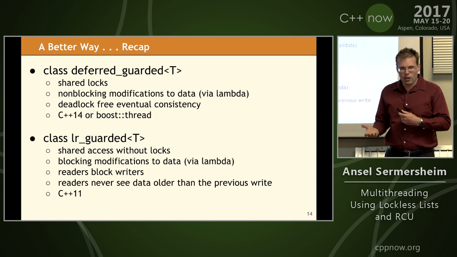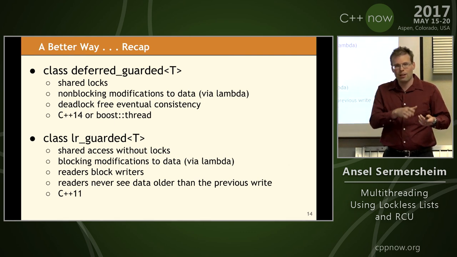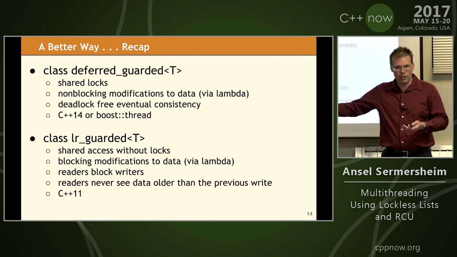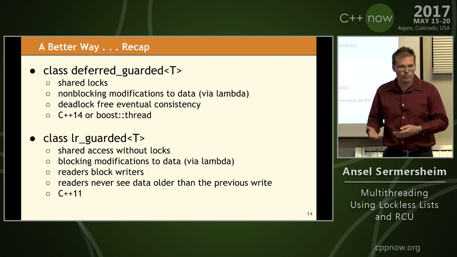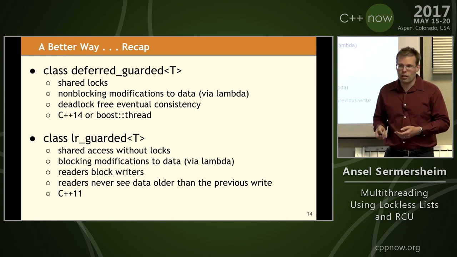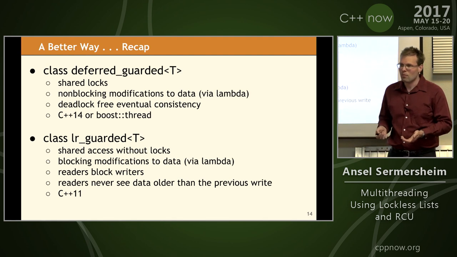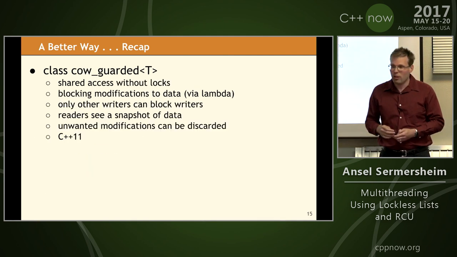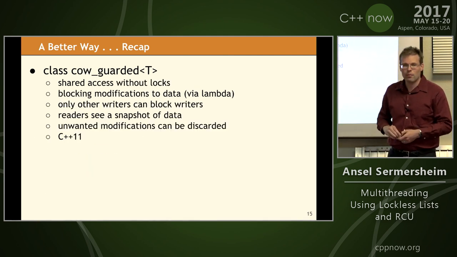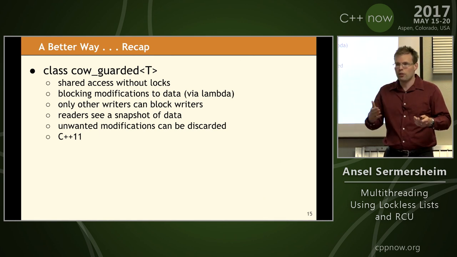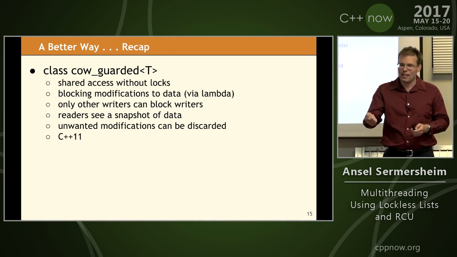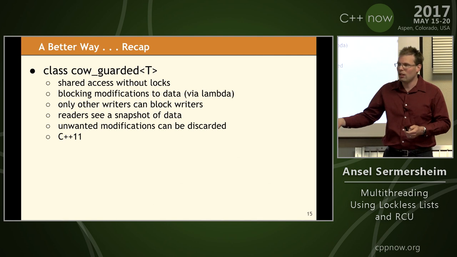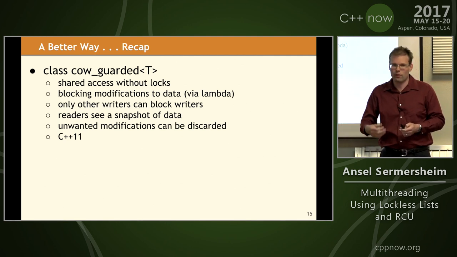There is then deferred guarded, which is similar to ordered guarded, except the lambda can be put on a queue and executed later if the object is currently locked. And then LR guarded, which uses the left-right algorithm to guarantee that readers never need to block, and writers can, again, modify using a lambda. There is also the copy-on-write guarded mechanism, which allows you to have multiple versions of the shared data, and as a thread gains access to it, that version will be retained until it no longer needs that particular version of the object.